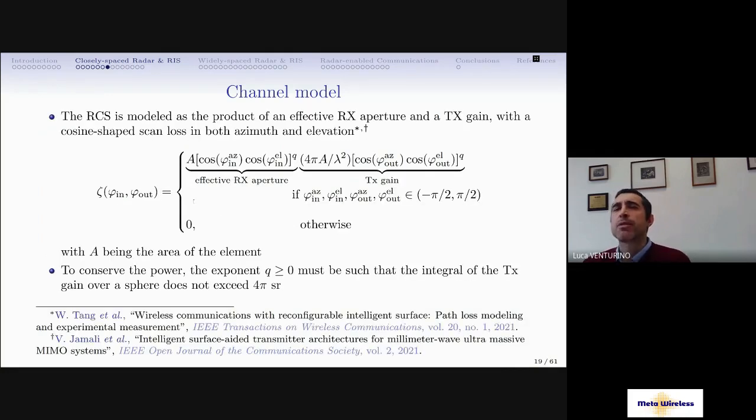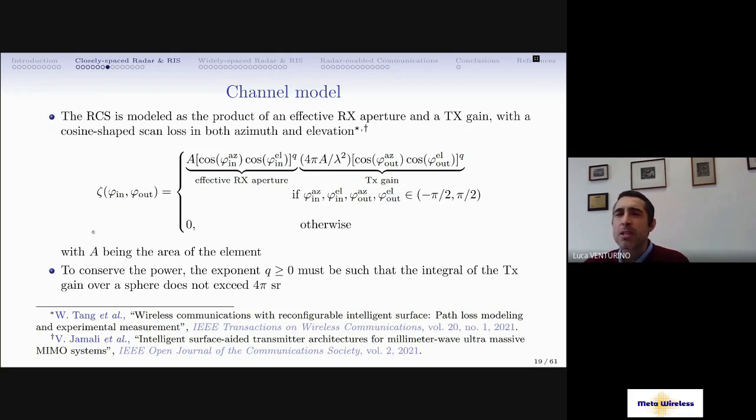A few words about the response of each element of the RIS. So here we model the response in terms of the radar cross section which the element offers to the incident wave that hits the element itself. This radar cross-section can be modeled as the product of an effective receive aperture and a transmit gain. And a widely used model is the one where we assume a cosine-shaped scan loss in both azimuth and elevation.